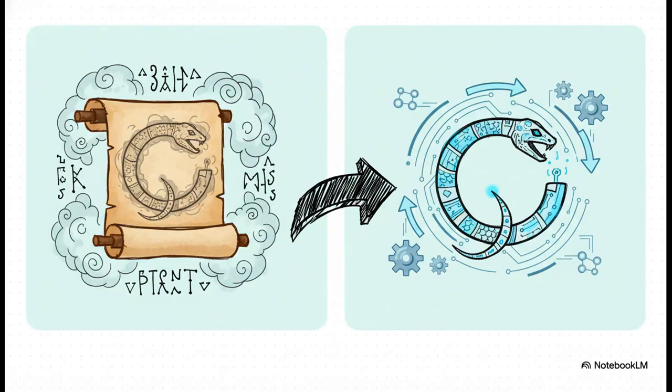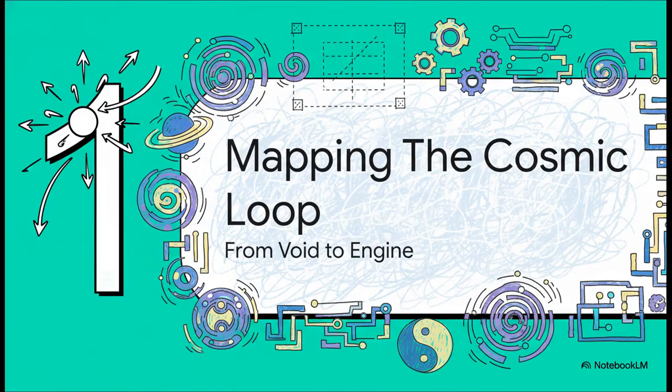And that's the core shift we're exploring. We're moving from the Ouroboros as just this myth about things going around, and instead we're looking at it through the lens of modern cybernetics. We're treating it as a literal blueprint for how reality operates, how it maintains its balance, and even how it creates itself. So how does this whole cosmic loop actually work?